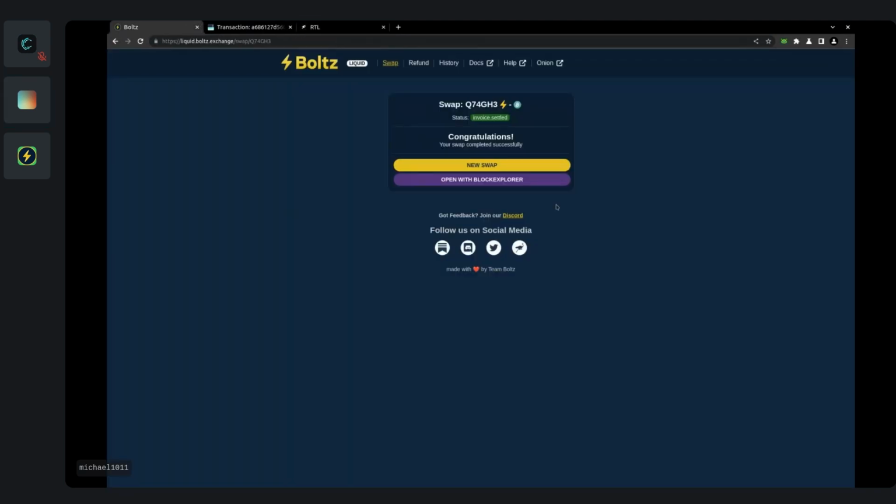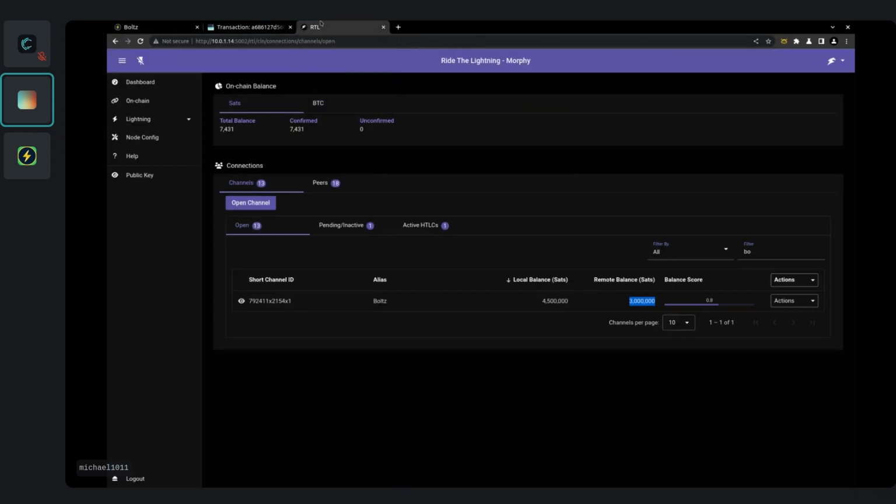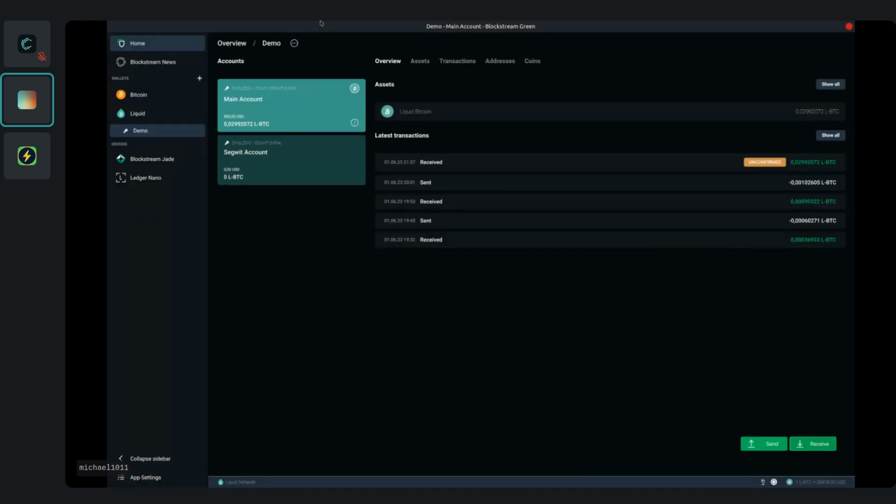And that's it. Pretty much all you have to do is set an amount, give it an address, and click the button, pay the invoice, and you're done. Funds are in my Liquid wallet.